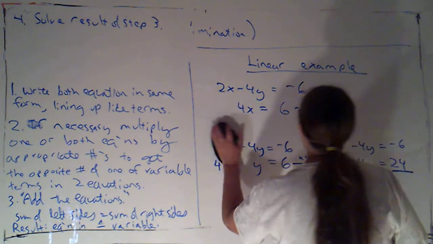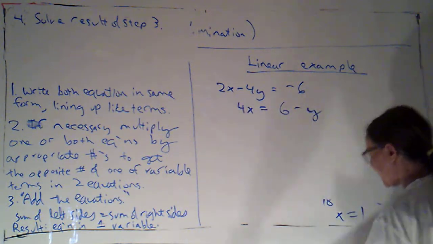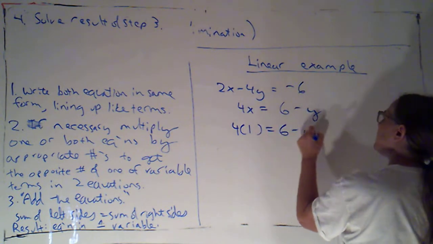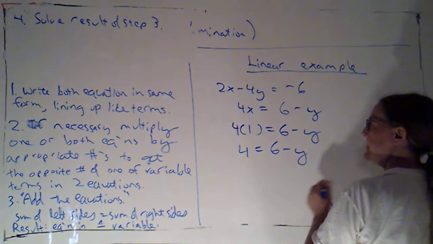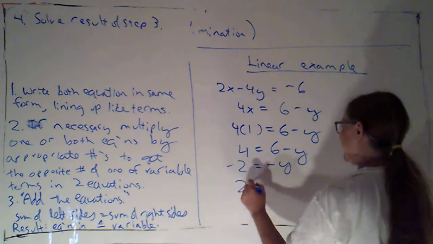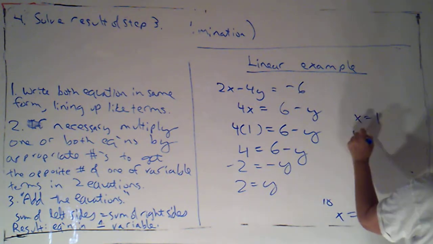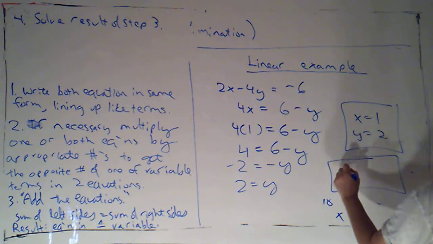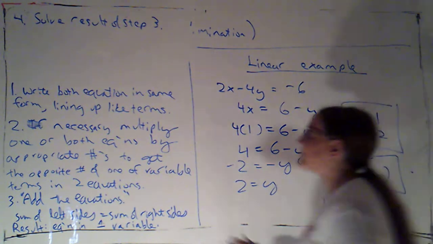I don't think it matters. I'm just going to use this bottom one here. So 4x becomes 4 times 1 equals 6 minus y. That's 4 equals 6 minus y. Negative 2 equals negative y. So 2 equals y. So we've got x is 1, y is 2, or if I wanted to give that as an ordered pair, it would be 1, 2.